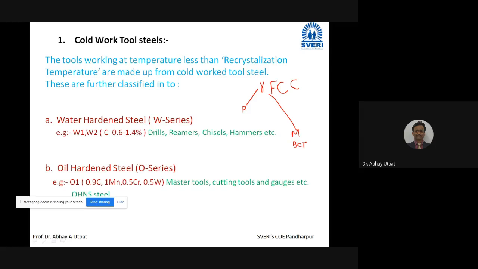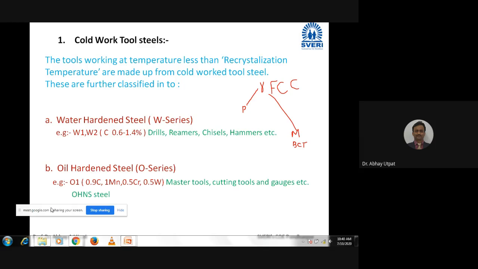The steels which are made hard by using oil quenching are called oil hardened steels. I repeat, the steels which are made hard by oil quenching are called oil hardened steels. The steels which are made hard by water quenching are called water hardened steels. One example, O series, O1: 0.9% carbon, 1% manganese, 0.5% chromium, and 0.5% tungsten. You have to remember this.